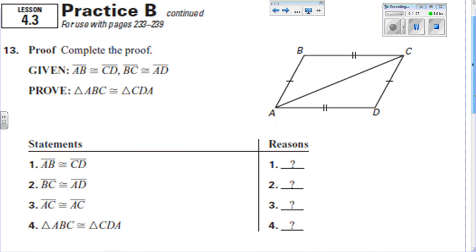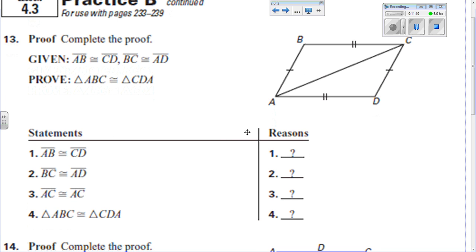Okay, complete the proof. How do you know AB is congruent to CD? Remember, it's given to you. And how do you know BC is congruent to AD? Also given to you. And for step 3, we have AC is congruent to AC. How do you know something is congruent to itself? That would be reflexive. Now we know all 3 sides are congruent to each other, so it's side, side, side.